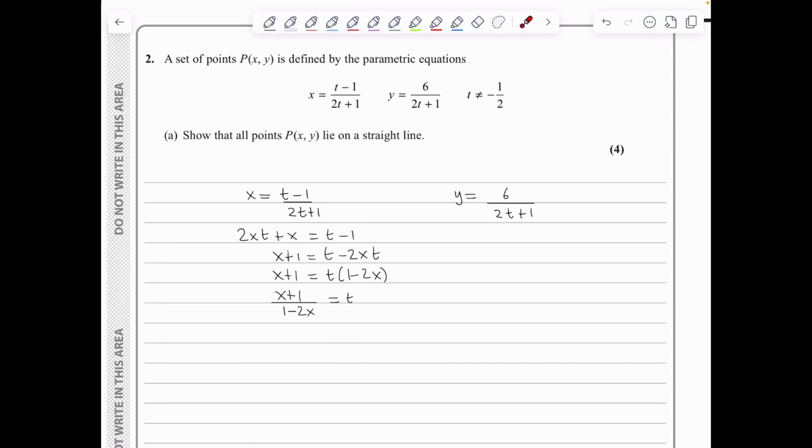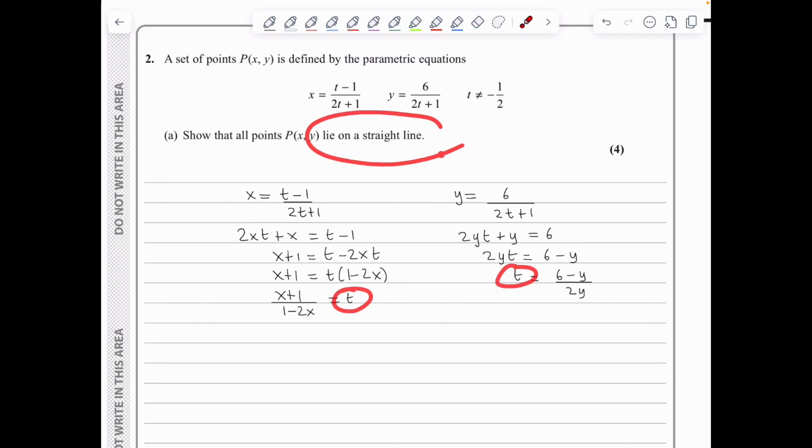Now for y being equal to 6 over (2t plus 1), once more I will cross multiply to get 2yt plus y is equal to 6. So 2yt is equal to 6 minus y, leading to t is (6 minus y) over 2y. Well, I will combine the two because both of them are equal to t.